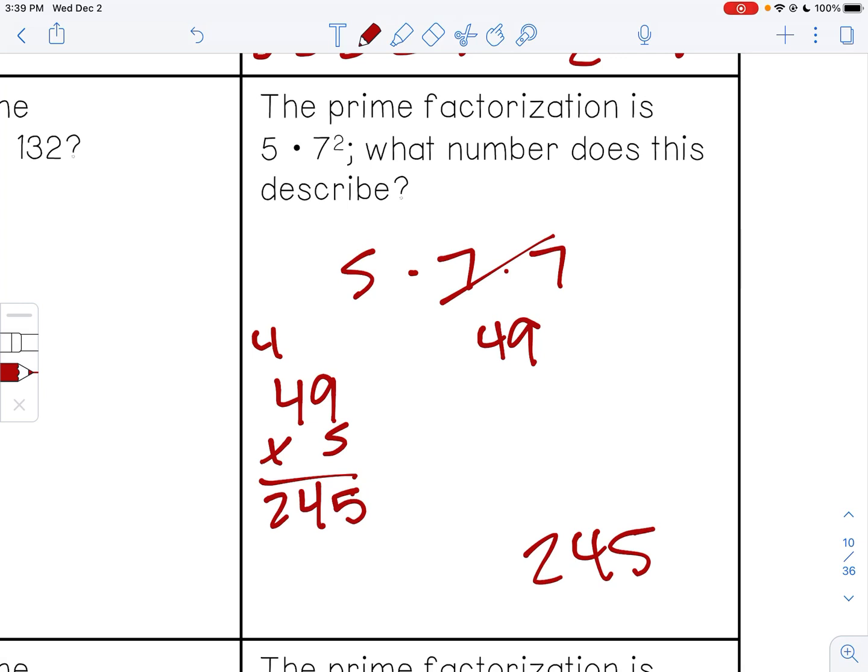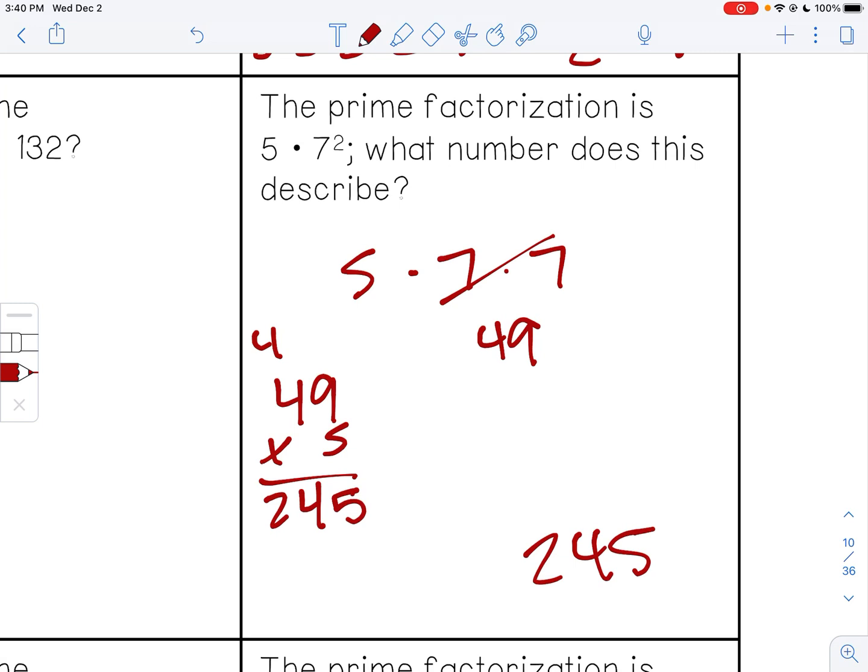So hopefully you got 245. Again, like the problem that we have done before, 2 problems ago, we have to take the prime factorization in exponent form, 5 times 7 squared, and we have to turn it into expanded form. So we got to lengthen it out, right? Like an accordion, like we said earlier. So 5 times 7 squared, we know 7 squared is 7 times 7. So we have 5 times 7 times 7.